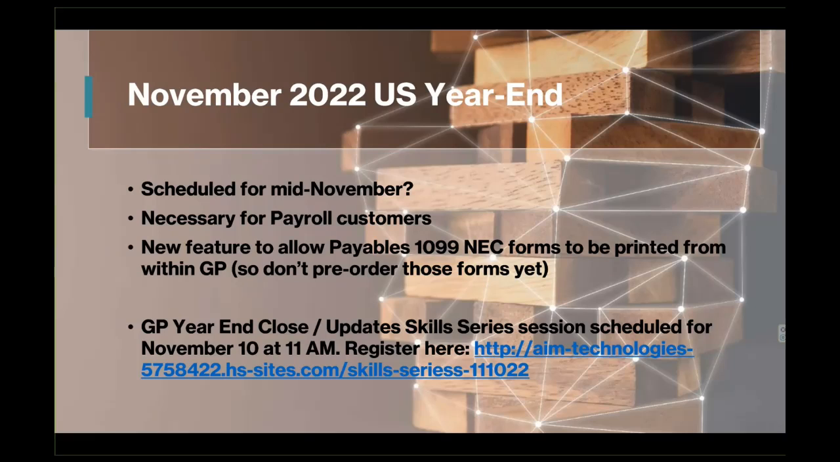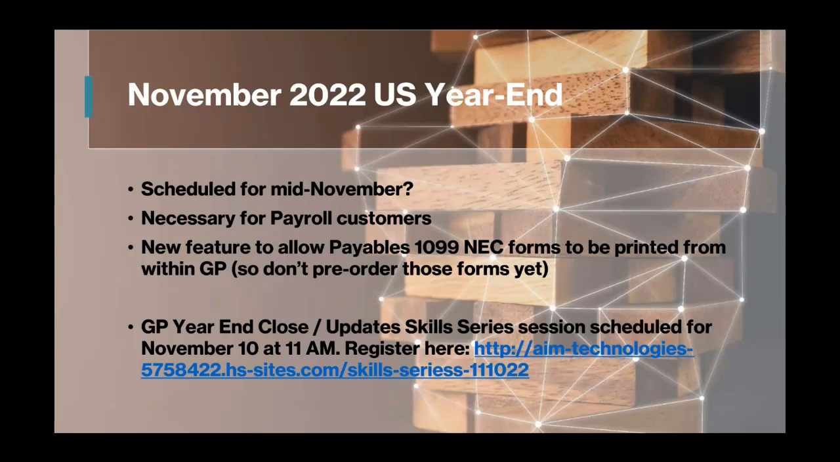This coming November, okay, we'll have our GP year-end close update skills coming up, which should be scheduled for sometime in mid-November. The year-end release should be coming out. It's always at least the second or third week in November. Sometimes it's delayed, but most of the time it's right around that time. It's a necessary evil for everyone that is a payroll customer, to make sure that all of the changes are in place for your W-2 processing and all of that year-end magnetic media reporting.